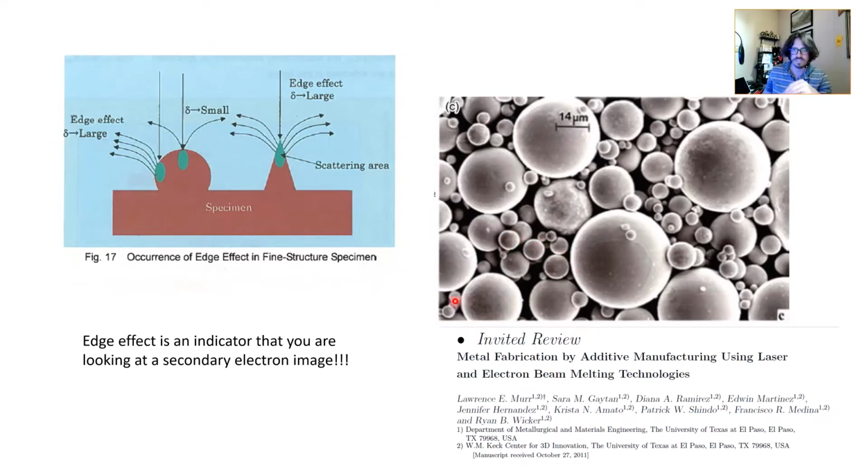Classical example of edge effect. So I know with 99.99% confidence that this is a secondary electron image. So again, edge effect. You don't see this with backscattered electrons. Why? Because something on the side isn't going to reach the backscatter detector, because that detector is always on top of the sample, since backscattered electrons go around the nucleus and come back out in an orthogonal direction.